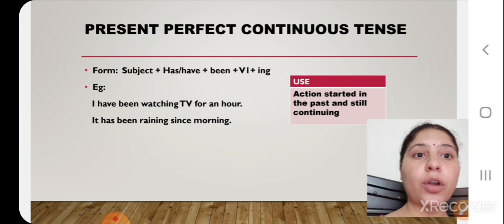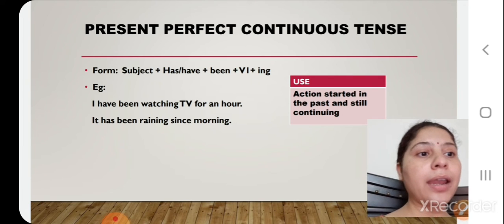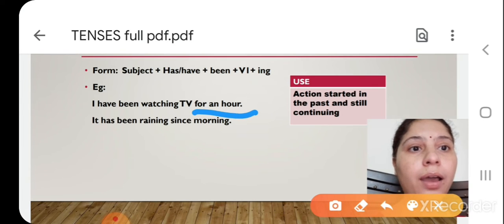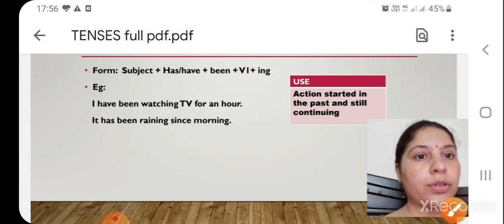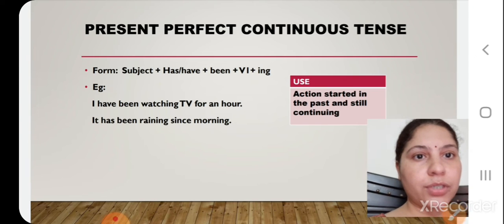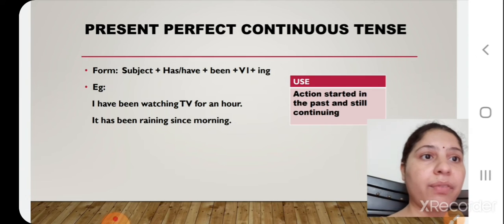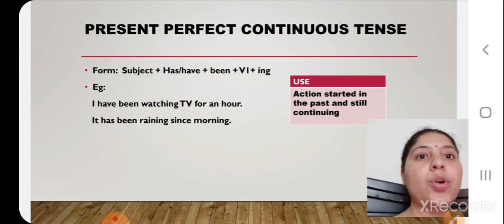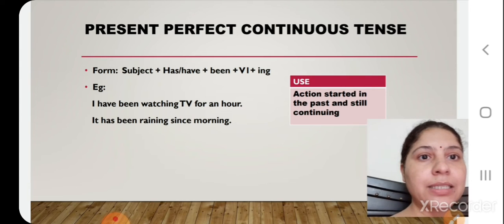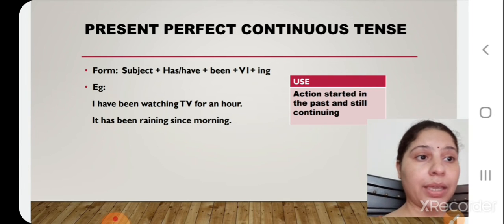So look at the sentence. I have been watching TV for an hour. Here we have used for an hour. So this for an hour, this makes the sentence perfect continuous, present perfect continuous. In the second one, since morning makes the sentence perfect continuous. It has been raining since morning. So in present perfect continuous tense, we reflect that an action started in the past and it is still continuing. It is not over.